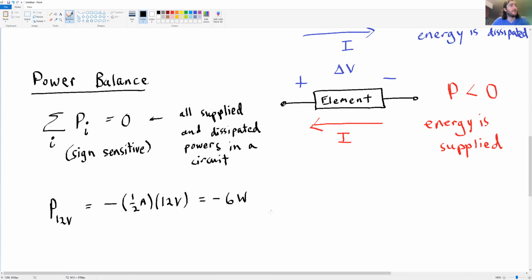So an amp times a volt, you can work it out for yourself, is the same as a watt. And so this is our answer for the live battery. So 6 watts supplied. So it's minus 6 watts by the 12 volt live battery.